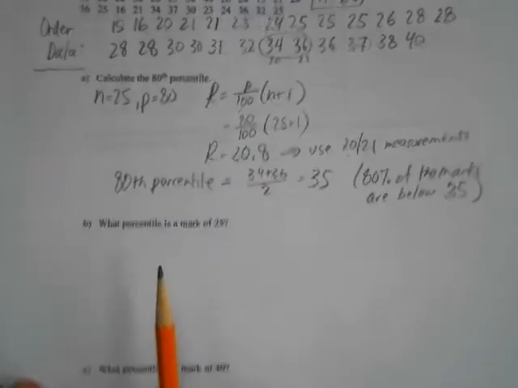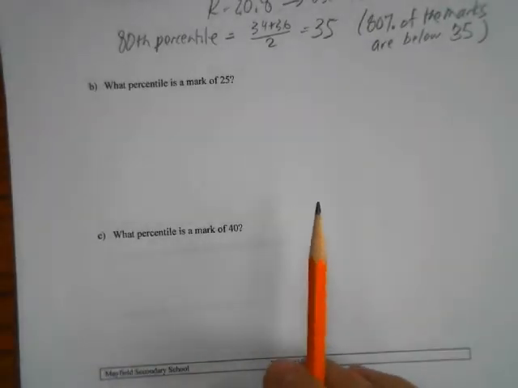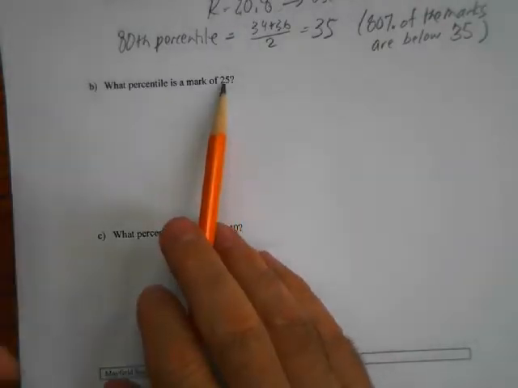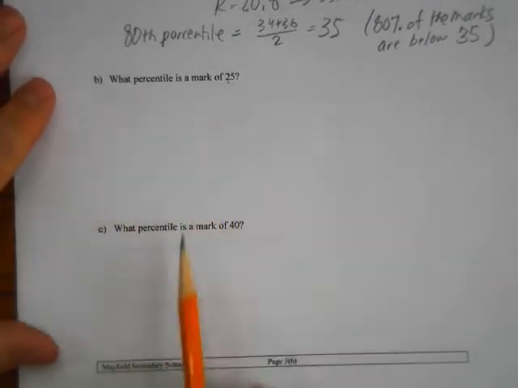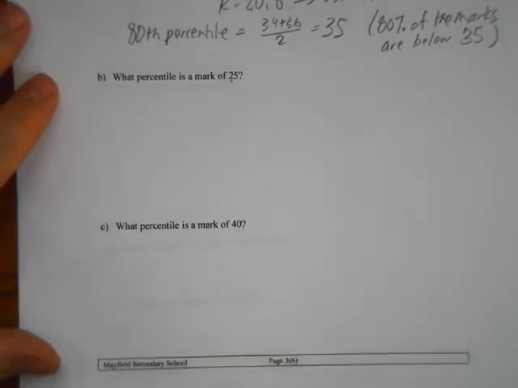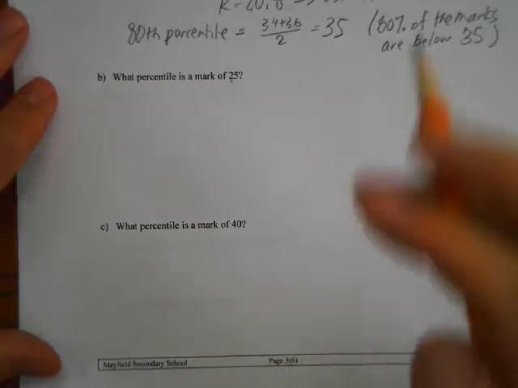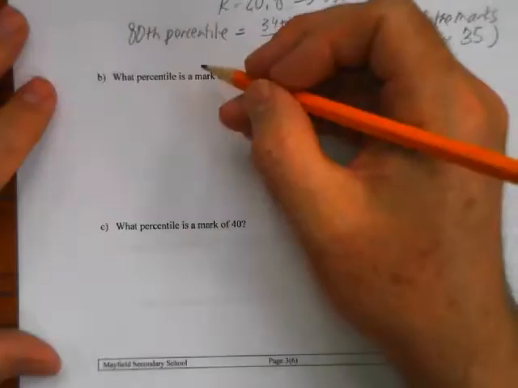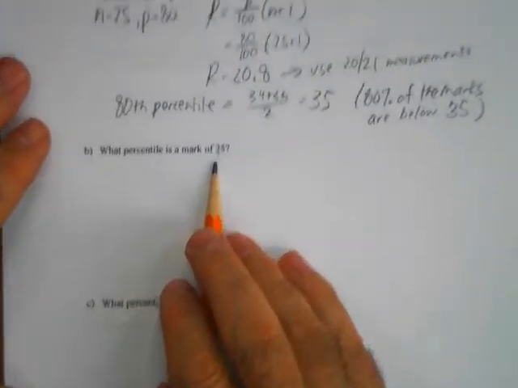Okay, so let's do the opposite process here. Instead of finding a certain percentile, we're looking at a specific mark and asking what percentile that mark is. Okay, and we're going to do two examples like that. So I'm going to show you. I'm going to write down the information I need. So first thing we do is we look: where's 25 on our list?